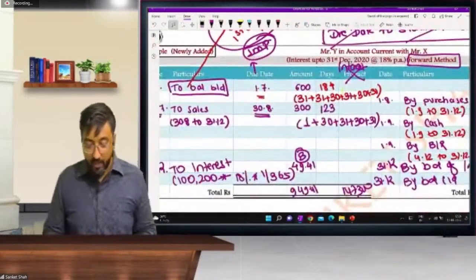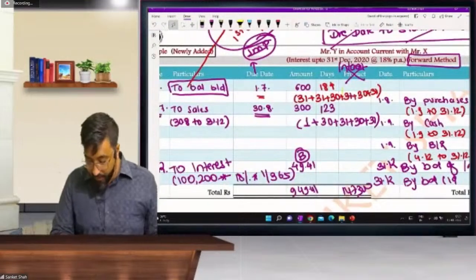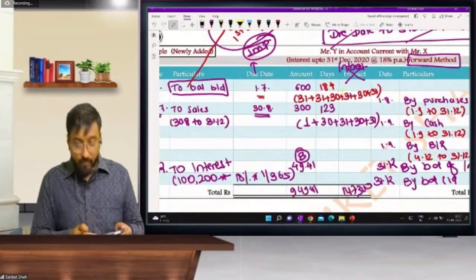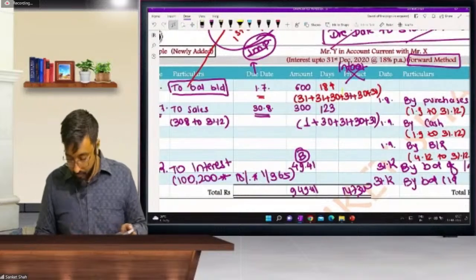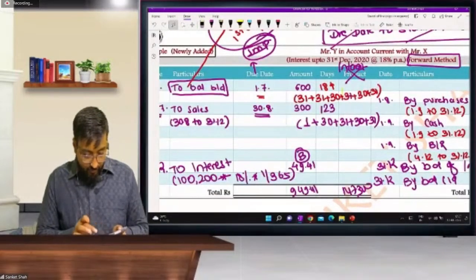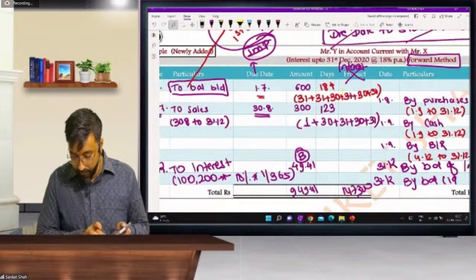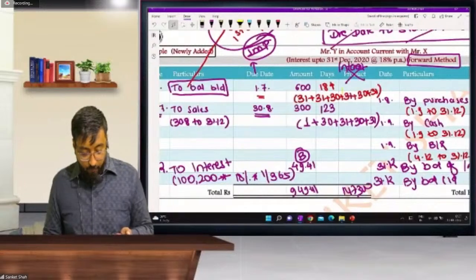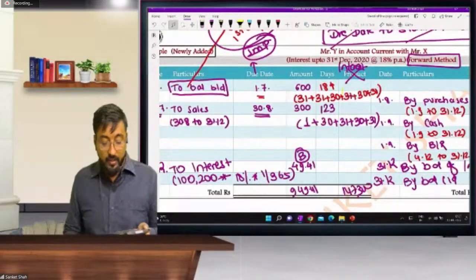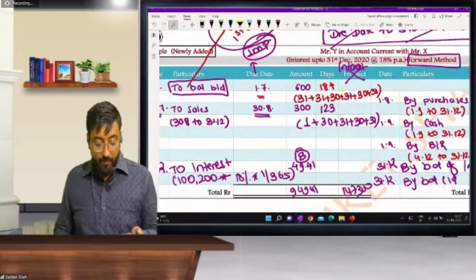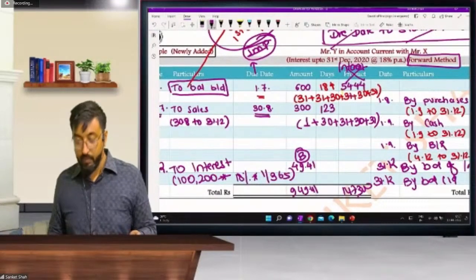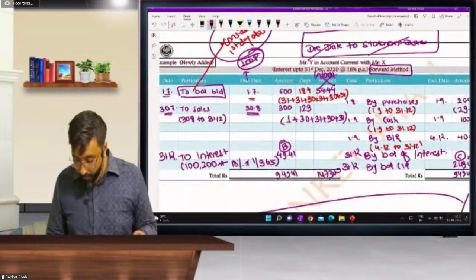Now how to calculate interest? See, take on calci. 600 is the amount into 18% into 184 divided by 365. 54.4438. So third digit is 3. So it will be 54.44 only. Do it for others. 54.44.